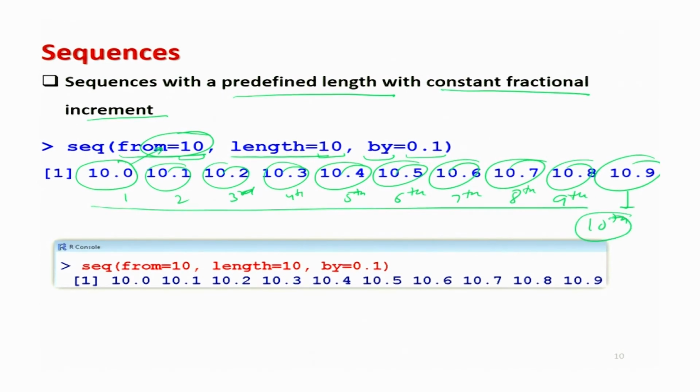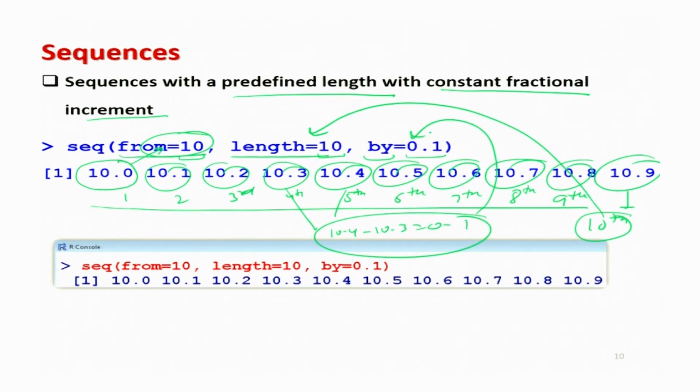So this 10 is going to correspond to this length 10, and the difference between two consecutive terms, suppose for example 10.4 minus 10.3, is 0.1. So this corresponds to this by. This is how you can generate the sequence without any problem.